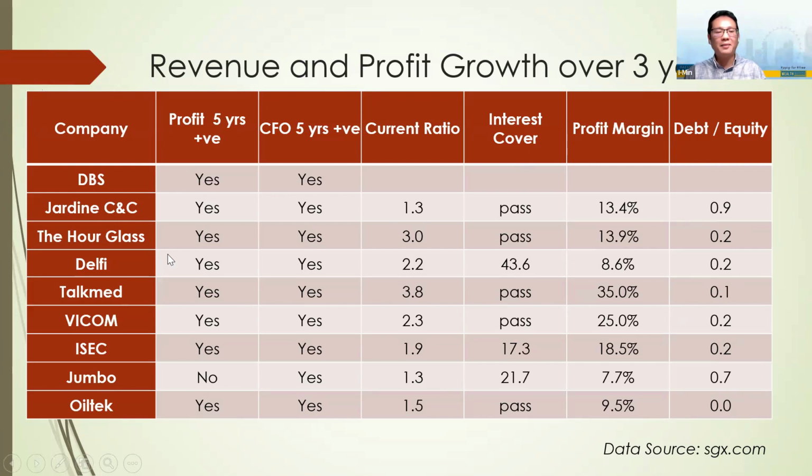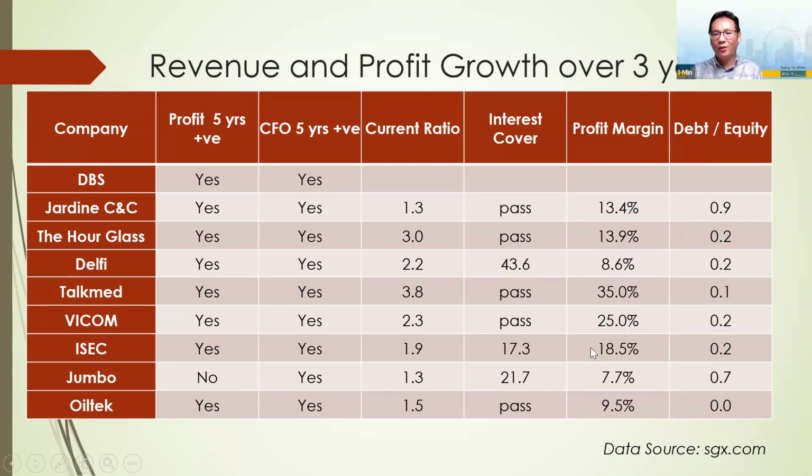Okay, there are some companies, the profit margin very high. So TalkMed, the profit margin is 35%. So quite shocking. That's why, for those who have kids, it's actually still good to encourage them to be doctors. So the doctors are still making very good margin.